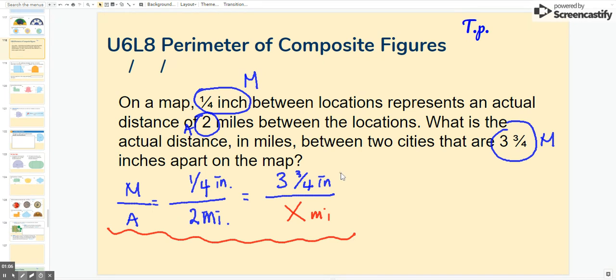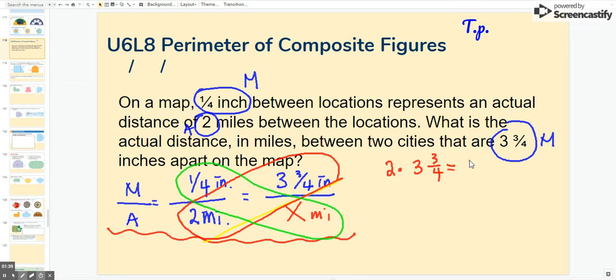So now let's try to solve this. Don't worry about fraction over fraction. It's called complex fraction. We learned about this, but don't try to simplify here yet. What I'm going to ask you to do is the cross multiplication method. So I'm going to put 2 times 3 3/4. Don't do anything yet, just copy it down. And we have 1/4 inches times x. So you have 1/4 times x.